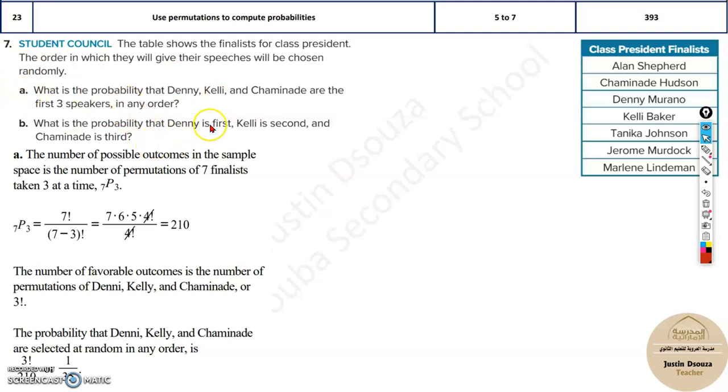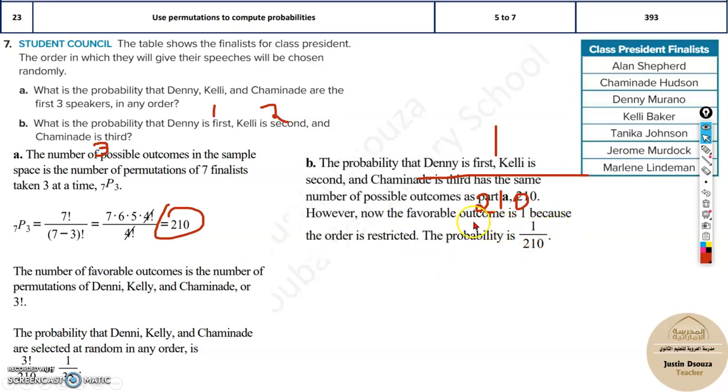In part B, they have given an order. Look over here. They have told Denny is the first person who will give the speech, second will be Kelly, and third will be Chaminade. So this is a particular order. How many possibilities are there for this particular order? It's only 1, divided by the total possibilities of 3 people, which is 210. So this would be the answer for the second question. So just remember, what is the favorable outcome? This is the favorable one. It's only possible one time. But over here, there was no order, so we use 3 factorial.